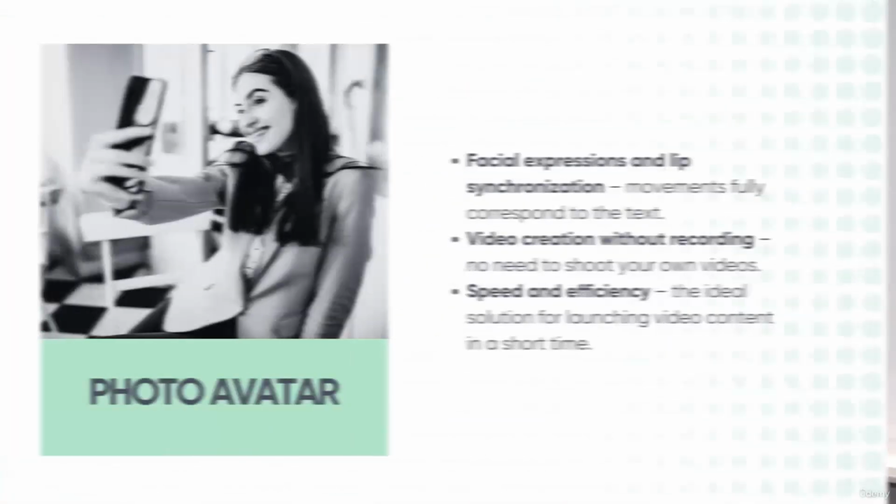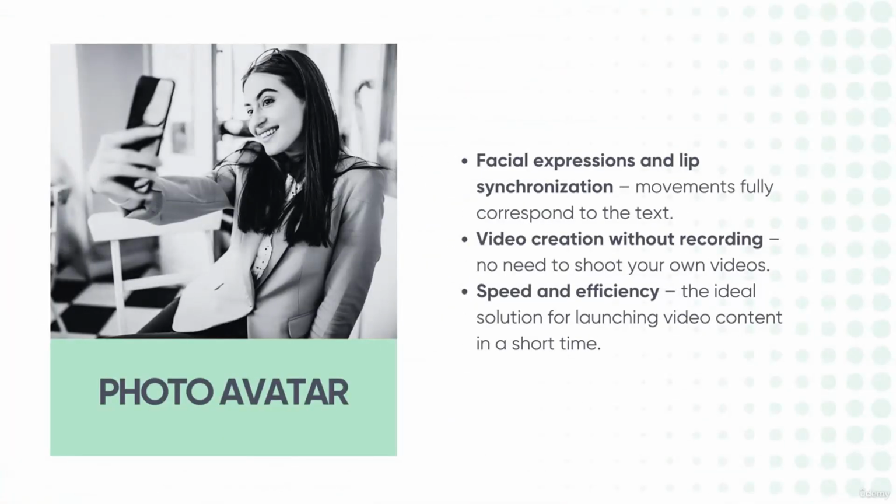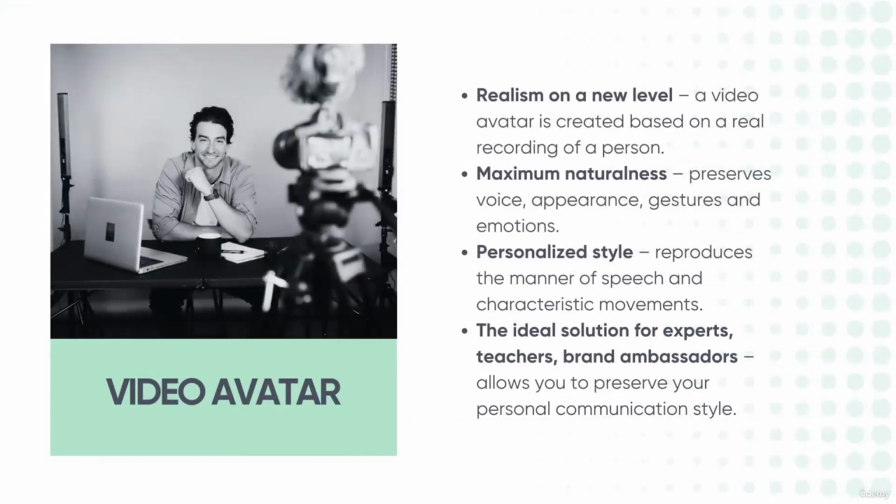HeyGen offers two options, photo avatar and video avatar. Photo avatar is generated based on a regular image, which the platform brings to life thanks to artificial intelligence. Lip movement and facial expressions are synchronized with text, allowing you to create videos without additional recordings. This is an ideal solution for those who want to quickly and efficiently launch video content without having to record their own video. Video avatar is another level.